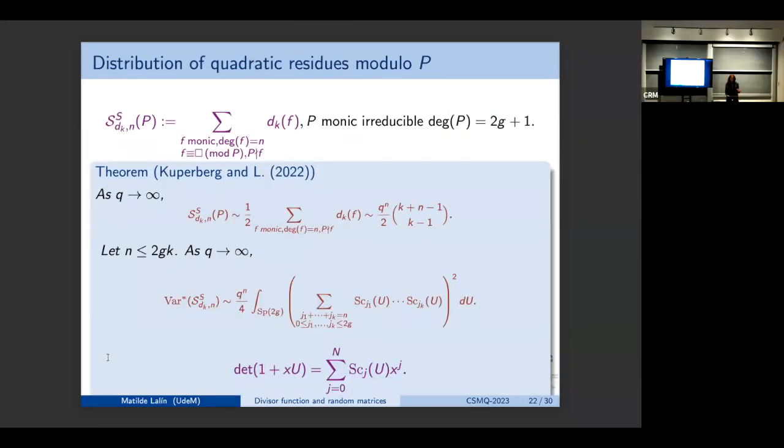So this statement over function fields is very analogous to the statement, which I didn't give in detail, that the other author got for unitary matrices. In fact, it's exactly the same integral, except that you have absolute values, and instead of going over the symplectic group, you go over the whole unitary group.